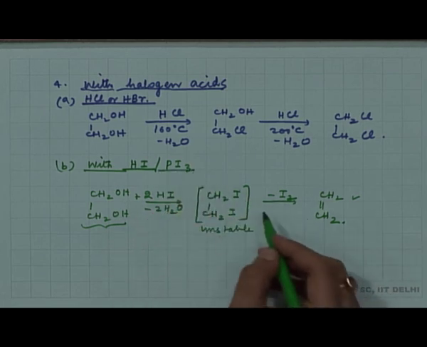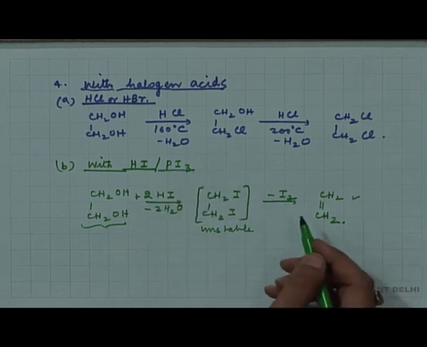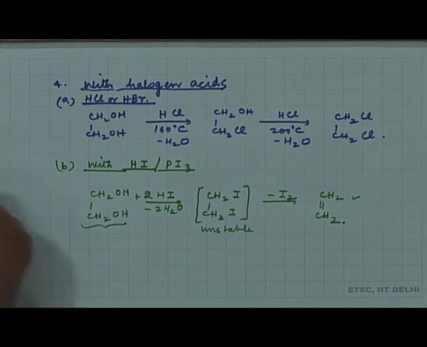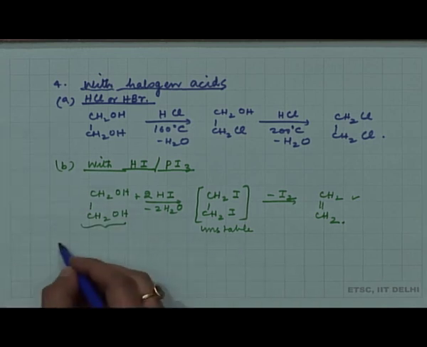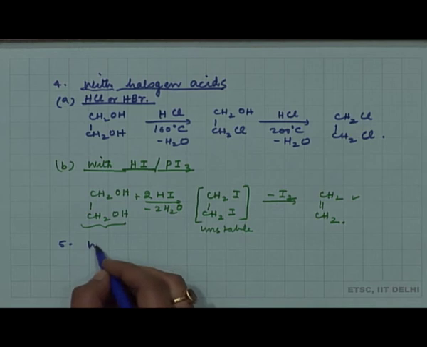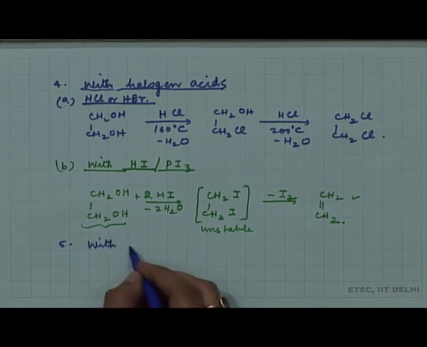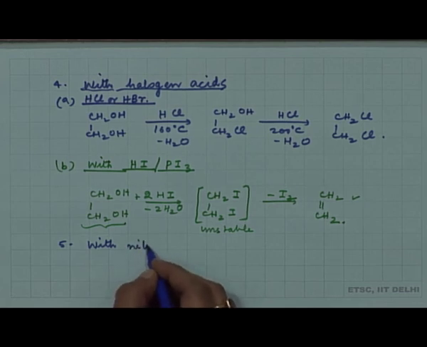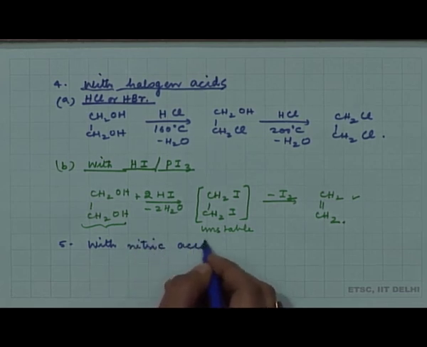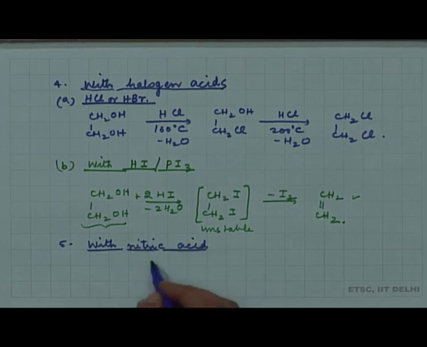So, basically it is the diiodo species which is not stable, it leads to the formation of this product. Okay. Another reaction in halogen acid, if it reacts, so halogen acids, and if it reacts with nitric acid, then what happens? This we studied earlier also.